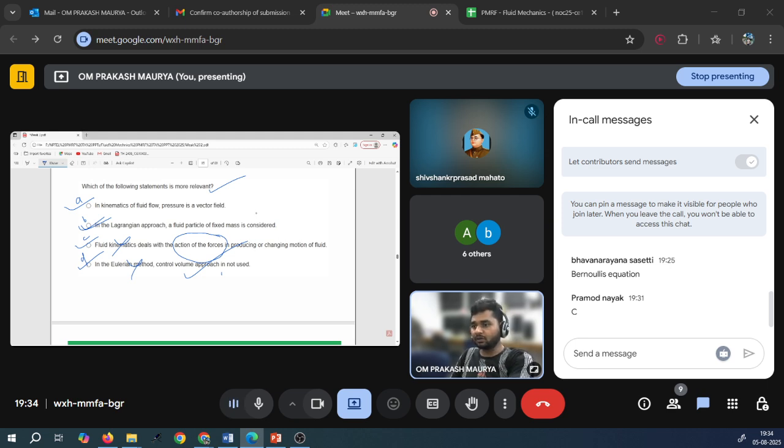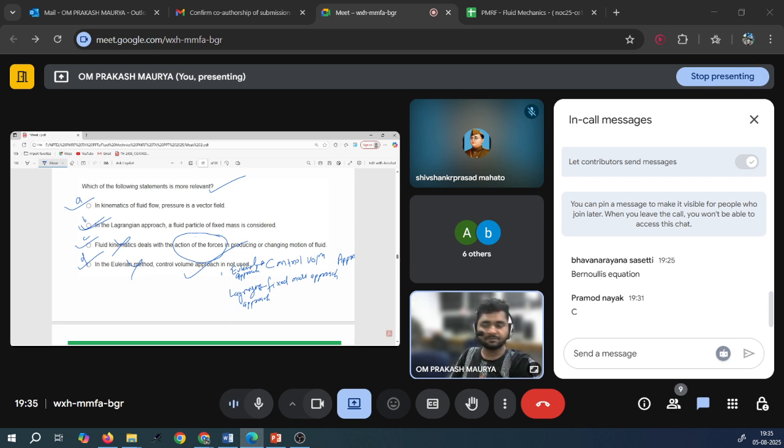So let us discuss two things here. One is your control volume approach, that is the Eulerian approach. And another is your fixed mass approach. This is your Eulerian approach and this is your Lagrangian approach. So what is the Lagrangian approach?